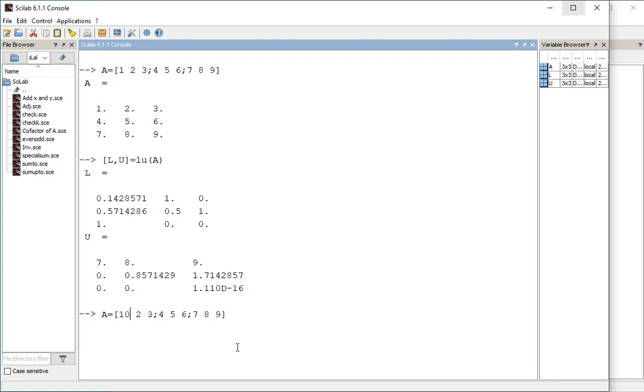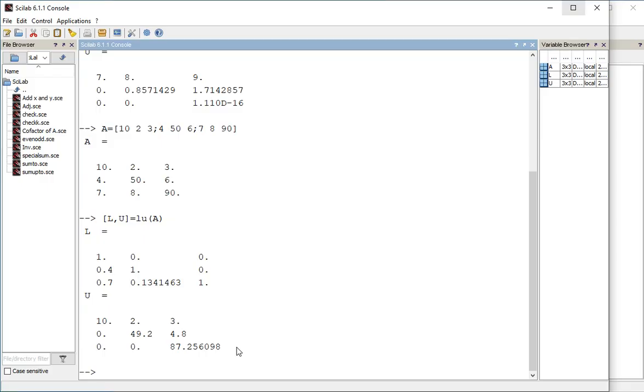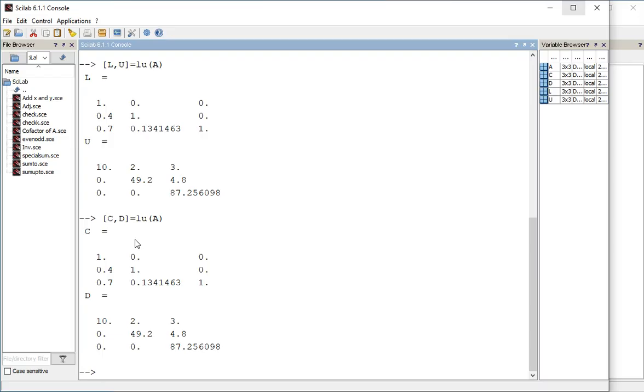But if you write a 10 50 90 and then just do the LU factorization, see, you are getting the lower triangular matrix and upper triangular matrix. You can give any name here, for example C D also, and the answer will be the same, but the corresponding matrix names will be C and D respectively.